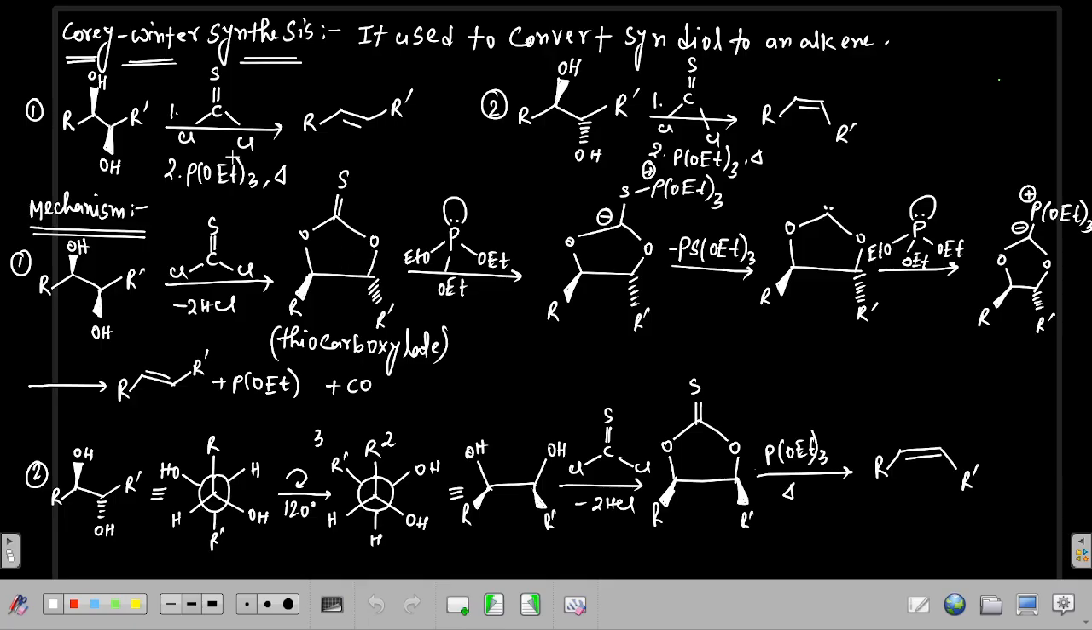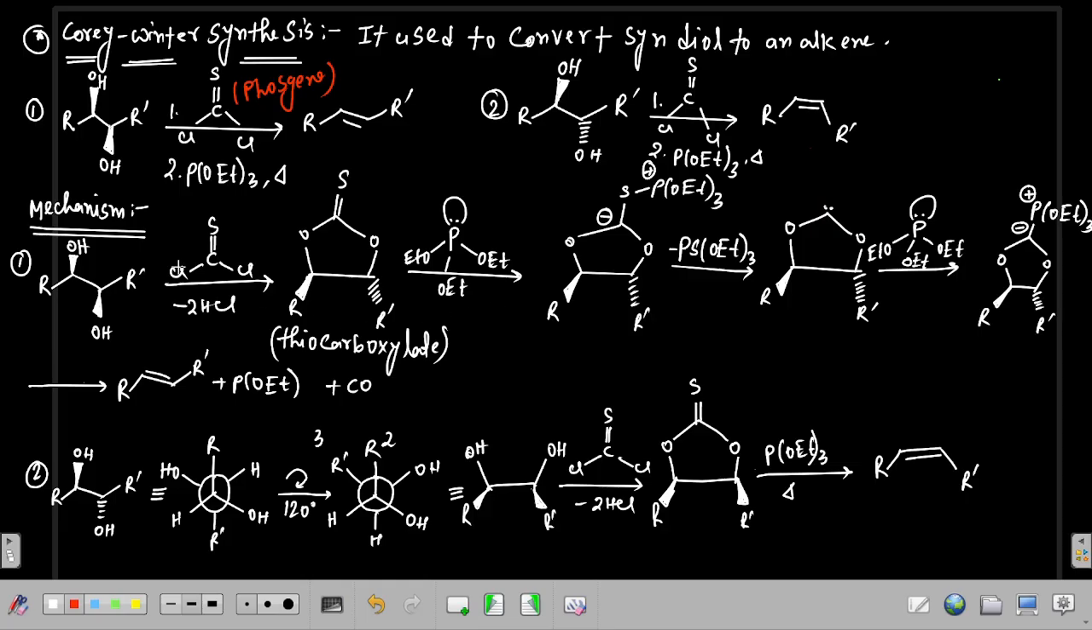Next is the Corey-Winter synthesis. This is used to convert the syn diol to alkene. So the syn diol is treated with thiophosgene, this is thiophosgene, and triethyl phosphite, and we need to give heat, then only it will give this alkene. So in the presence of different alcohols, it will give different alkenes.